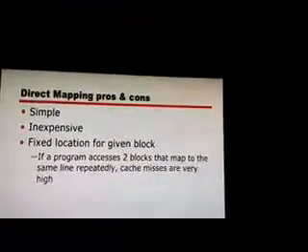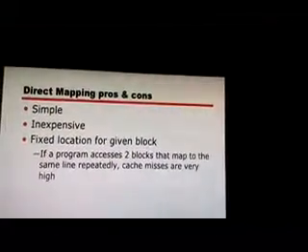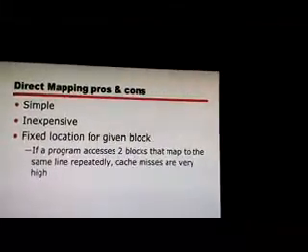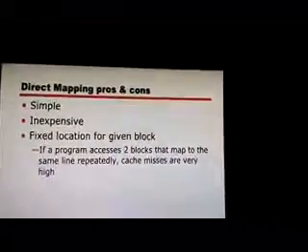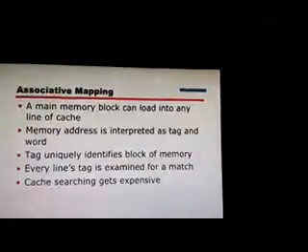Direct mapping pros and cons. Simple, inexpensive, fixed location for a given block. If a program accesses two blocks that map to the same line repeatedly, cache misses are very high.